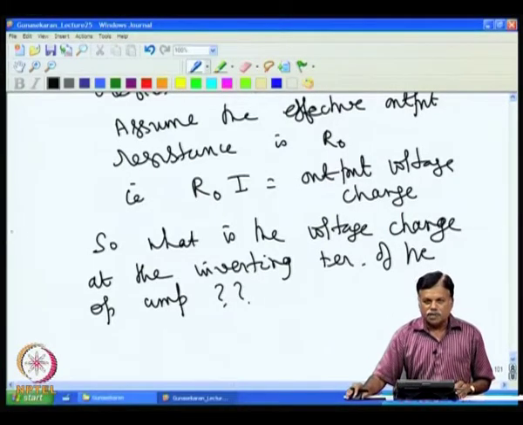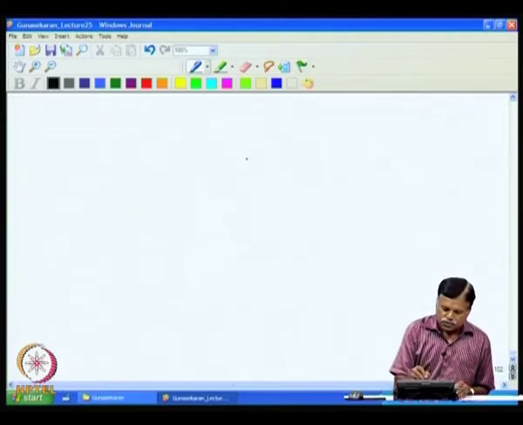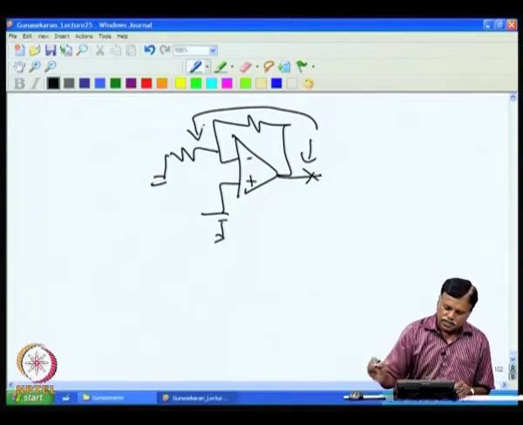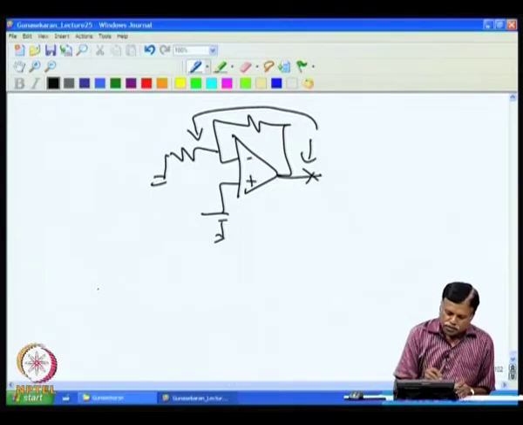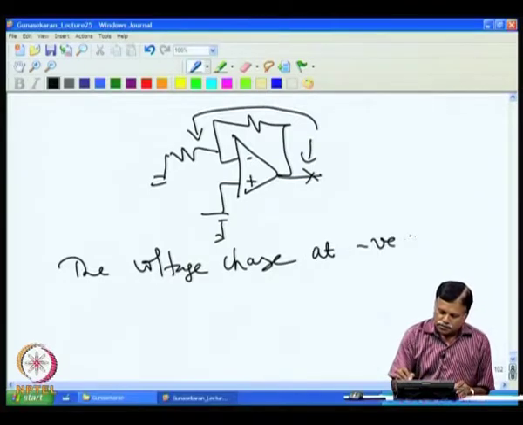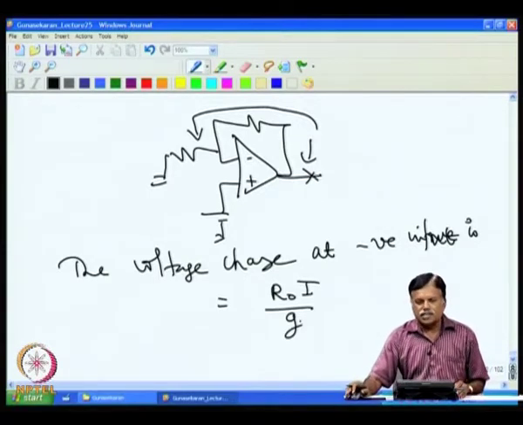That's actually divided by gain, because whatever voltage change is happening at the output of the op amp should be reflected to the inverting terminal. So, we have the gain resistance here. Whatever change is taking place here has to make a change here by the gain times. So the voltage change at the negative input is R0 I divided by G, because G is the closed loop gain.